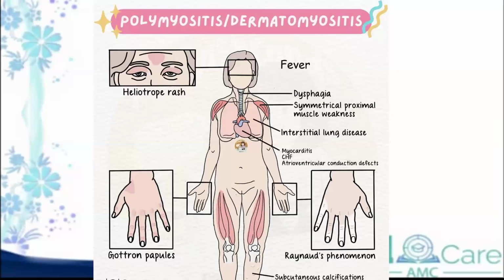So again, just showing you how it's the proximal muscles that are affected, the hip, the thighs, the shoulders. Then you can get associated even chronic fevers, right? Mild low-grade fevers, fatigue, myalgia. Then it can affect the heart, the lungs, right? And there can be associated Raynaud's phenomenon.